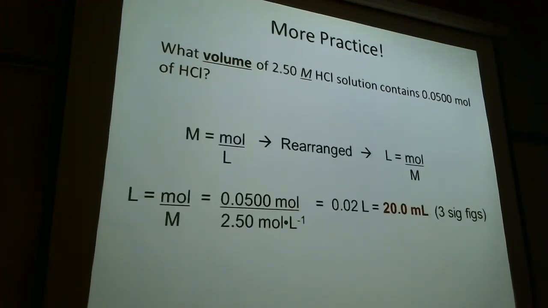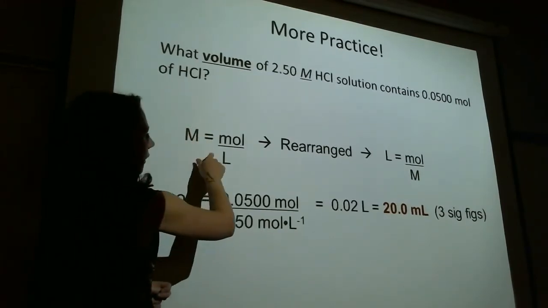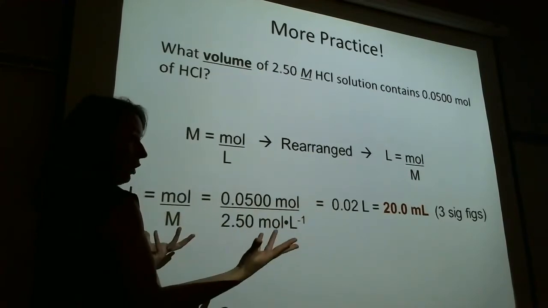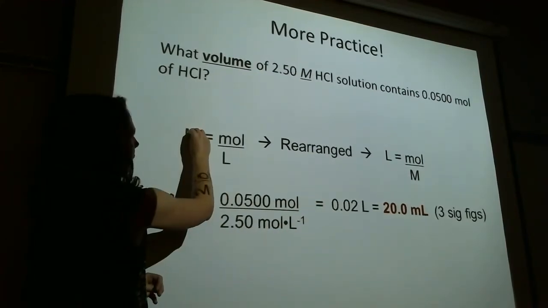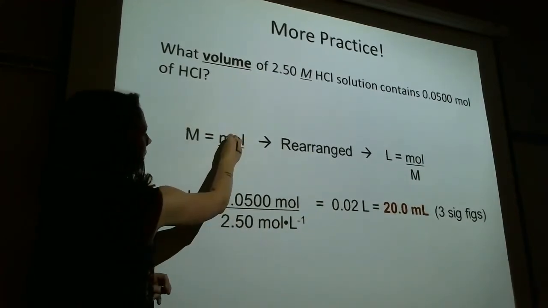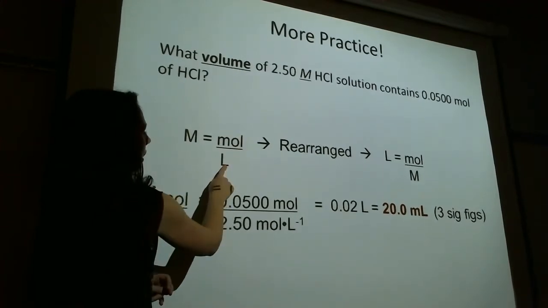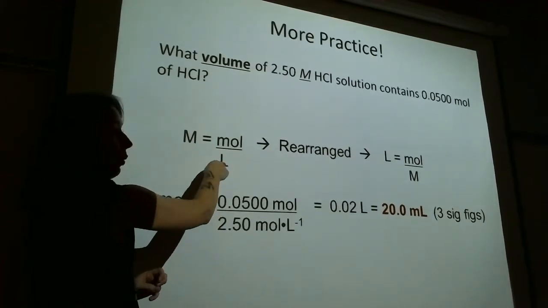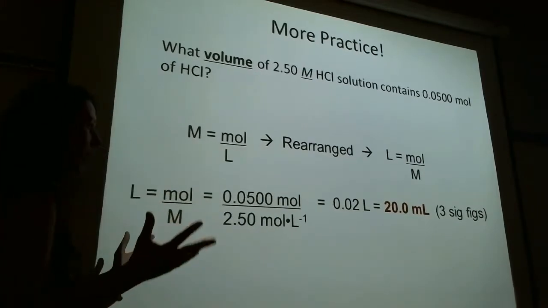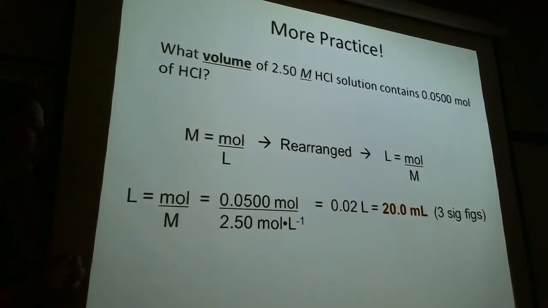So you can do it a couple different ways. I always rearrange the formula and then plug it in. That works. You could plug 2.50 in here, plug 0.0500 in here, and then solve for the denominator just like you did in Algebra 1. That works too. Whichever way makes you happy. You're going to end up doing the exact same things.